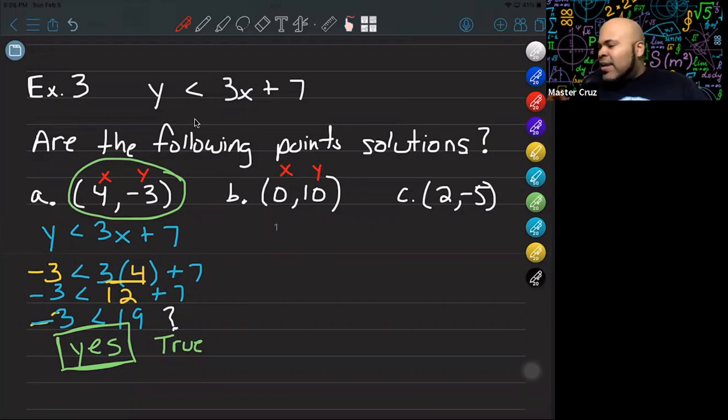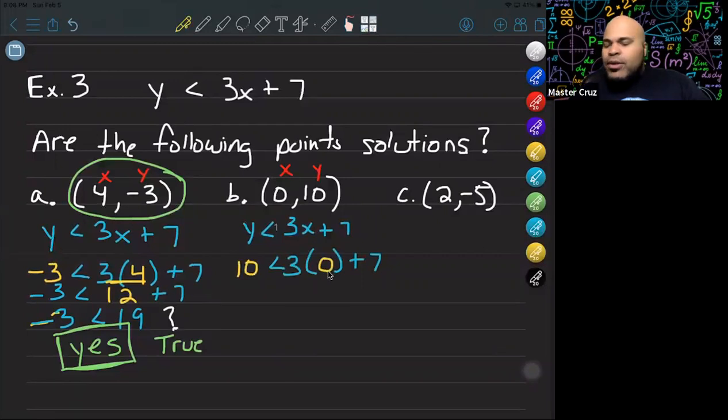So instead of writing, I'm going to copy paste the same thing, right? I'm going to write y less than 3x plus 7. And then wherever I see the y, I substitute 10, which is less than 3, open the parentheses, plus 7. And instead of writing the x, I'm going to write 0 right here, right? Because that's what the x value is, 0.